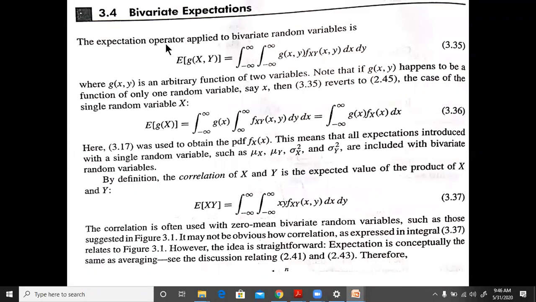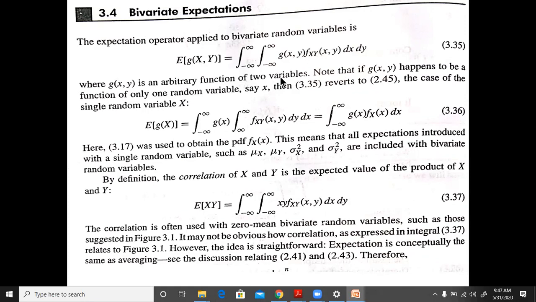So the expectation operator applied to the bivariate random variable is written like this, where the difference is over here. For a single random variable, this will be g(x) and f(x). Now, because this is g(x,y) and we have two variables, we'll have the PDF also associated with the two variables, f(x,y). So g(x,y) is an arbitrary function of two variables.